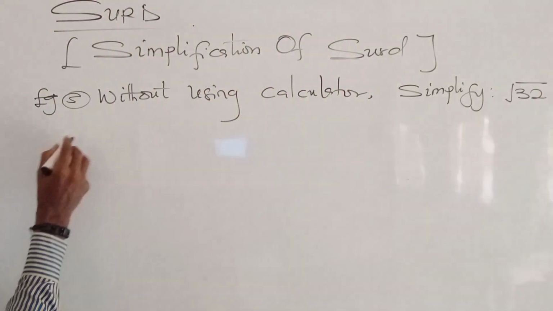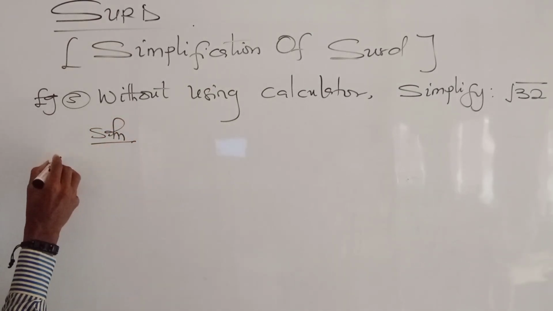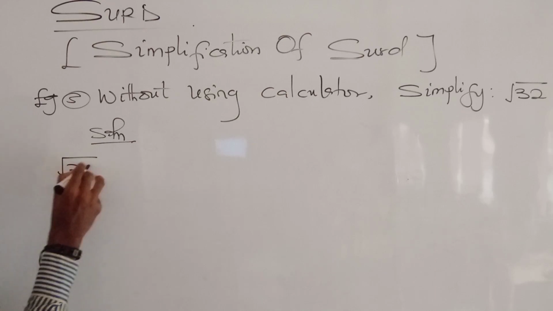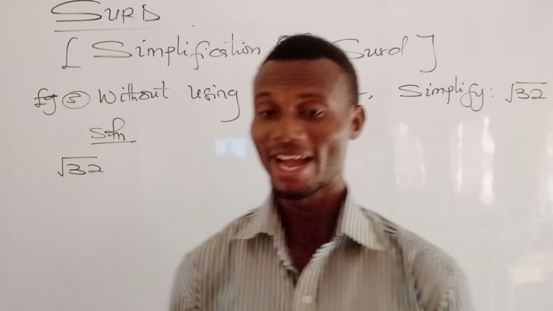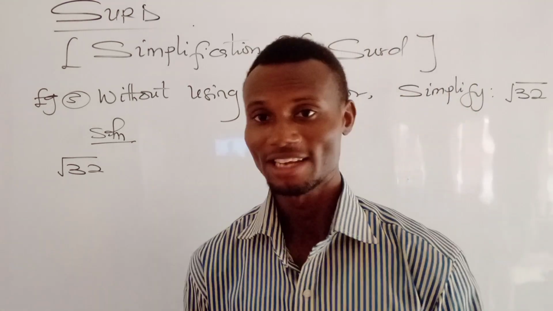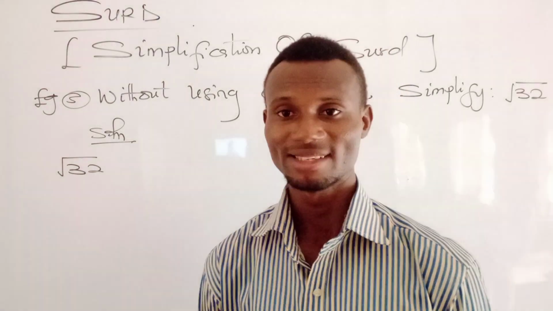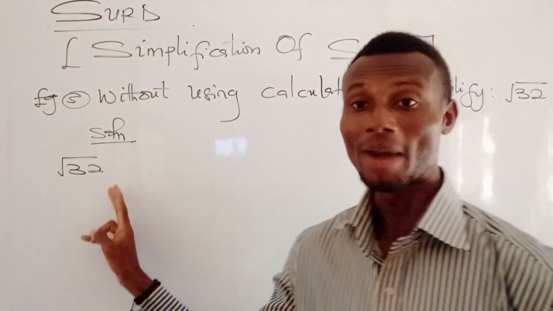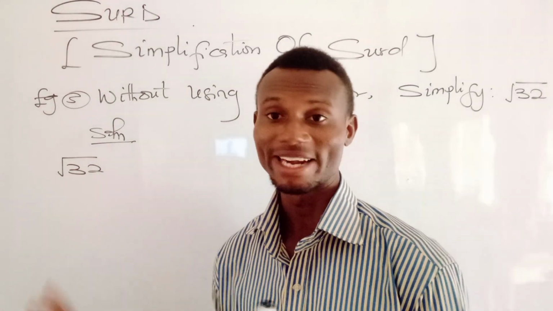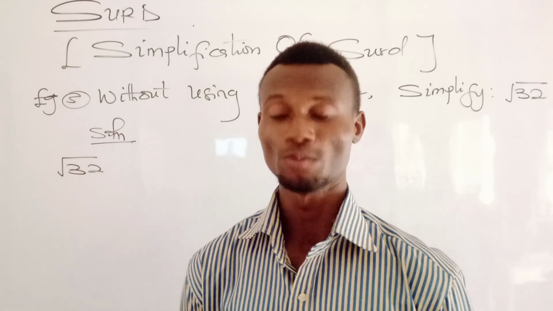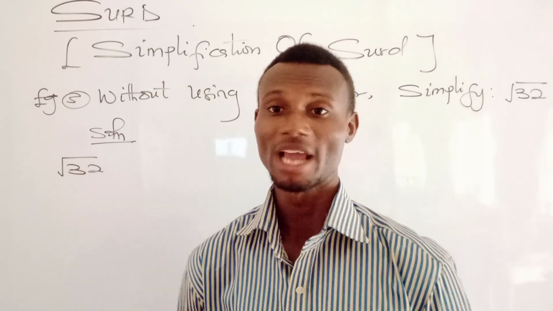So let me write my solution on the board. I have square root of 32. We have to simplify this one. So this is SURD, and we have to simplify it. I've explained to you that the first step to simplify this one is that you look for two numbers that can multiply to give you back the 32. But of those two numbers that can multiply to give you back the 32, one of them needs to be a perfect square, and I hope you remember that.